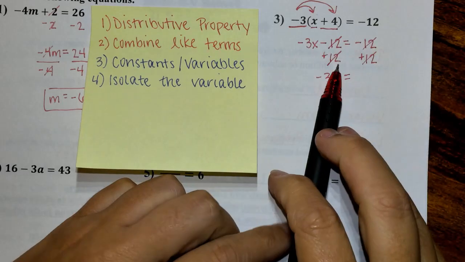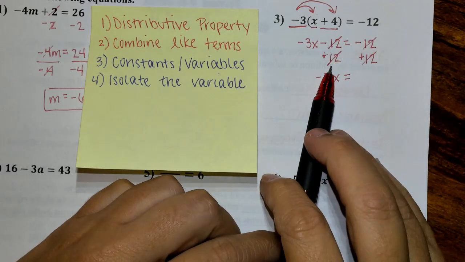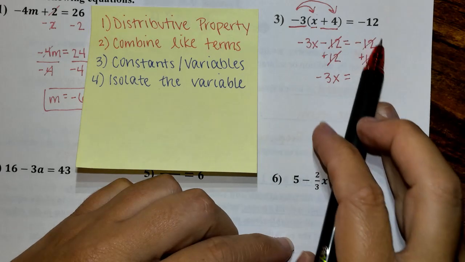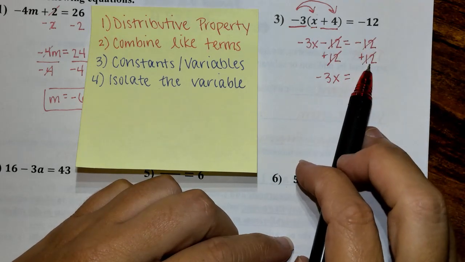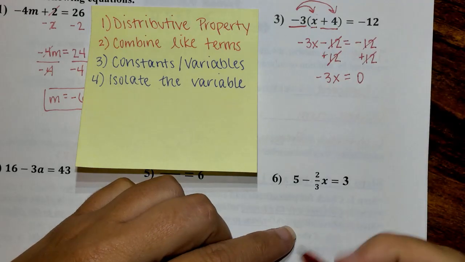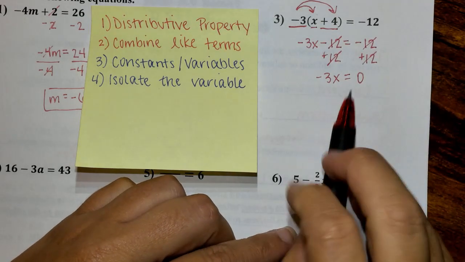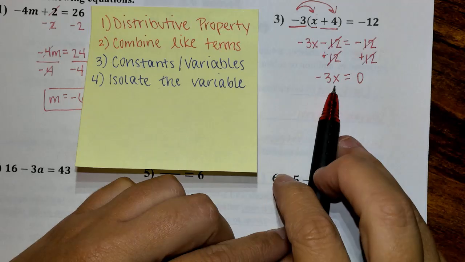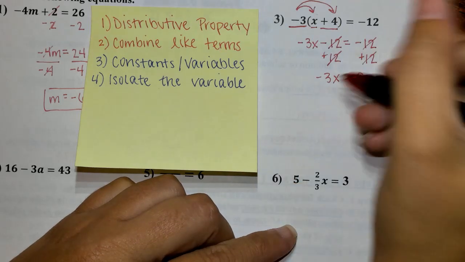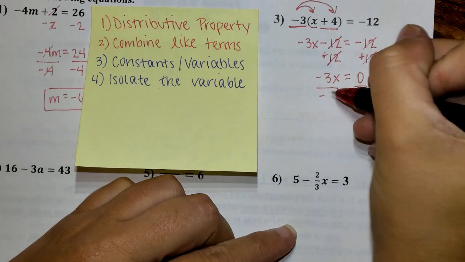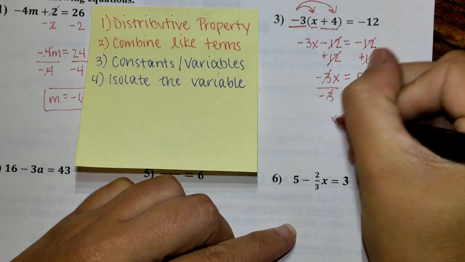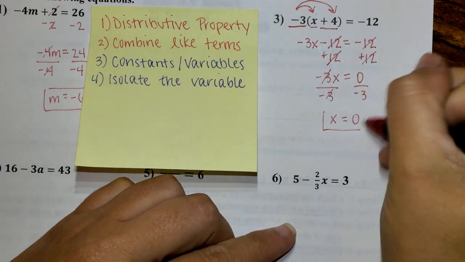And on the right, negative 12 plus 12 also cancel out. On the left side, when they canceled out, we get 0. We do not have to write negative 3x plus 0. But if everything cancels out on one side of the equation and there's nothing left, we do have to write that placeholder, that 0. That way we have a number to work with. Negative 3 is being multiplied by x, so to isolate the variable, the opposite of multiplication would be division. Divide by negative 3 on both sides. 0 divided by negative 3 is 0, so x equals 0.